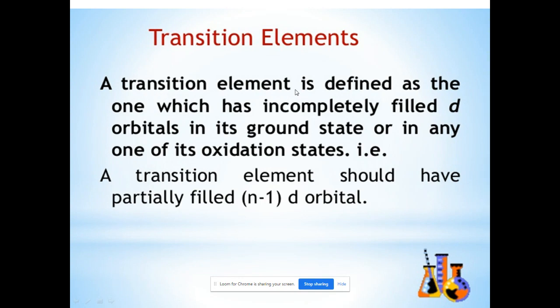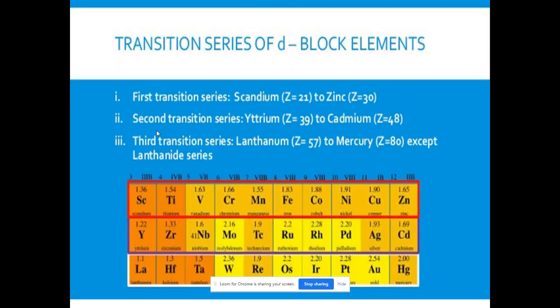A transition element is defined as one which has incompletely filled d orbitals. Those elements in which the d subshell is incompletely filled in the ground state or in one of its oxidation states are known as transition elements. A transition element should have a partially filled (n-1)d orbital.